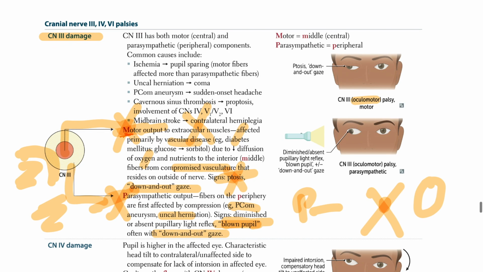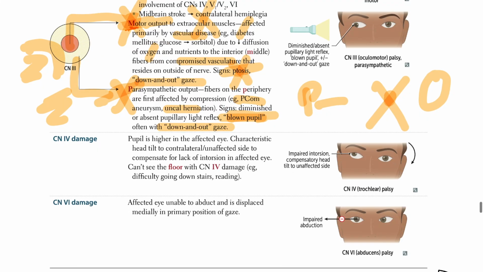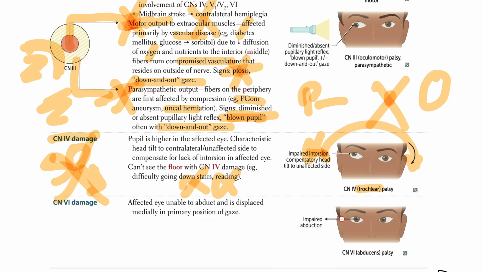Okay. Now the other one is CN4 damage, which is the trochlear nerve. Superior oblique damaged. Normally, the function of the superior oblique is to look down, inward and down, in intorsion. When you knock this out, you can't do intorsion, meaning you can't read and you can't go down on stairs. And to compensate for that, the head is going to tilt. So it's the trochlear nerve palsy.